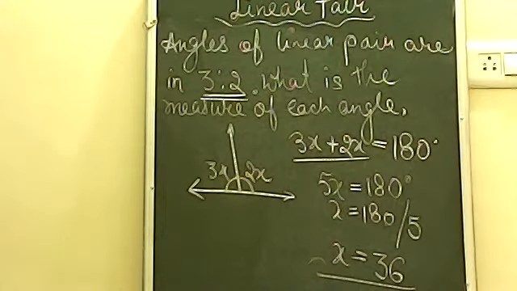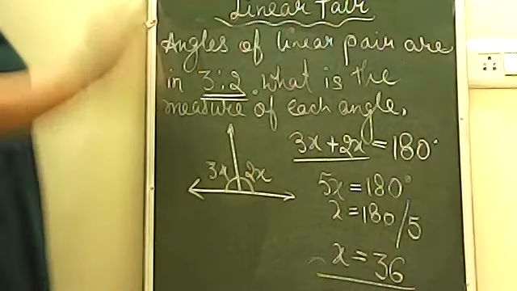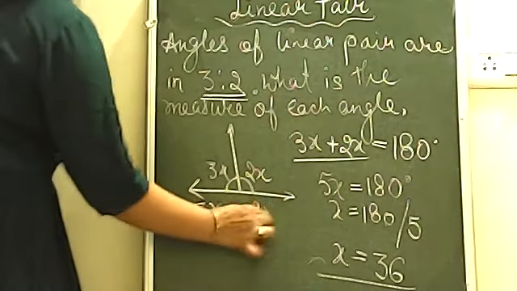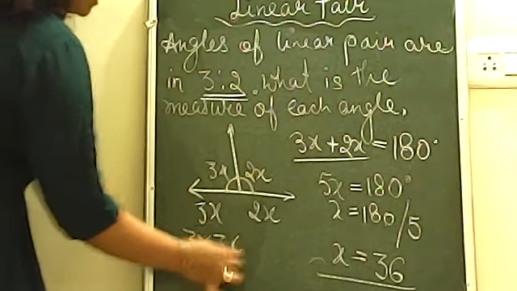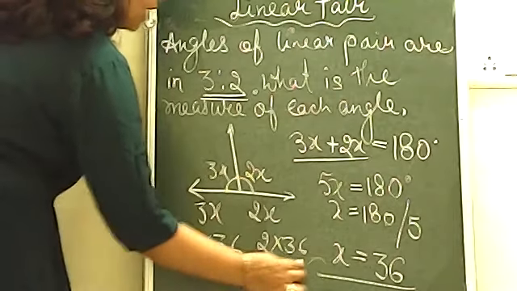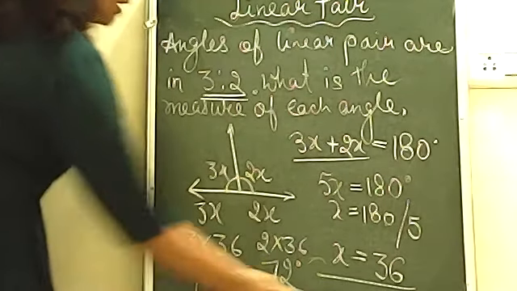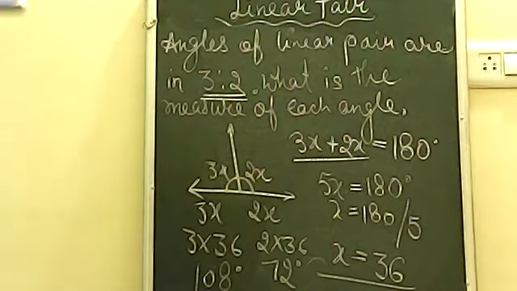Okay. Now we have got the value of x, but we don't want the value of x. We want the value of the angles. It means we want 3x and we want 2x. So 3x means 3 into 36 and 2x means 2 into 36. This means one angle is 72 and the other angle is 108 degrees. Now let's see, 108 and 72 added together give you 180 degrees. That means our solution is correct.